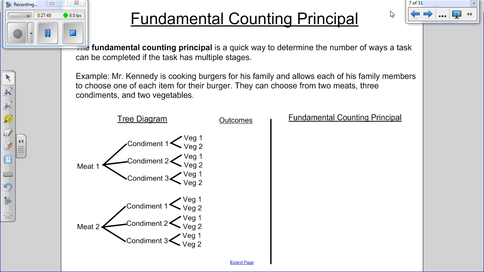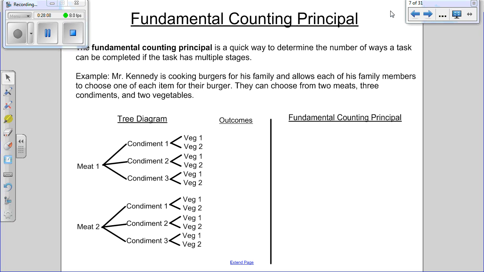Here's an example. Mr. Kennedy is cooking burgers for his family and allows each of his family members to choose one of each item for their burger. They can choose from 2 different meats, 3 different condiments, and 2 different vegetables. What's the total number of combinations of burgers that could possibly get made?